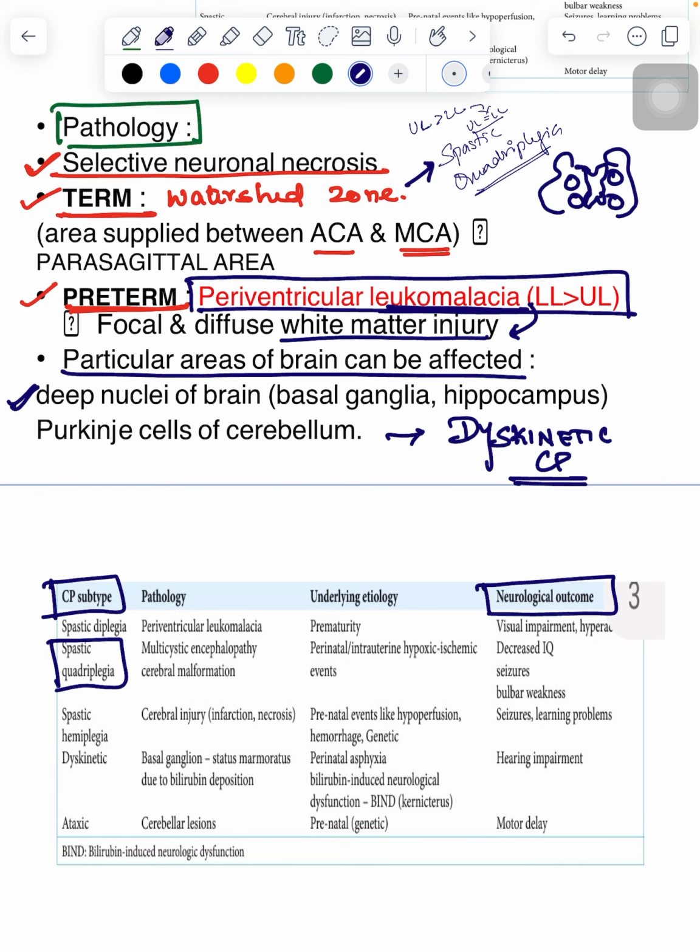When you take an MRI or look at the pathology behind this spastic quadriplegia, you will find multicystic encephalopathy or cerebral malformation. Fine, this is in the term child.